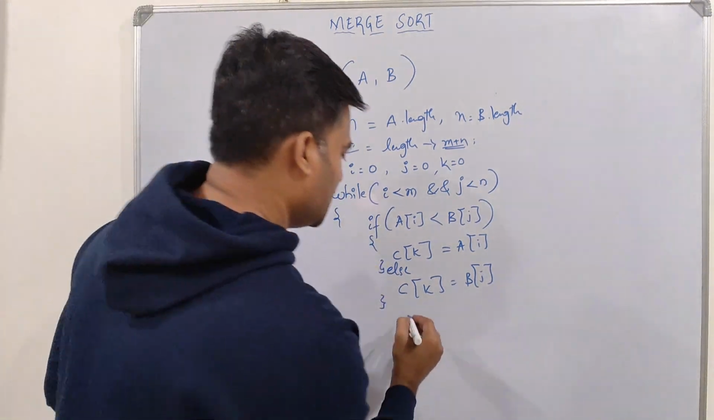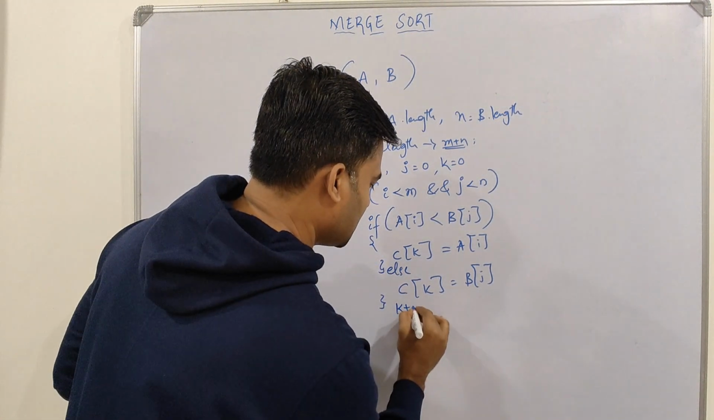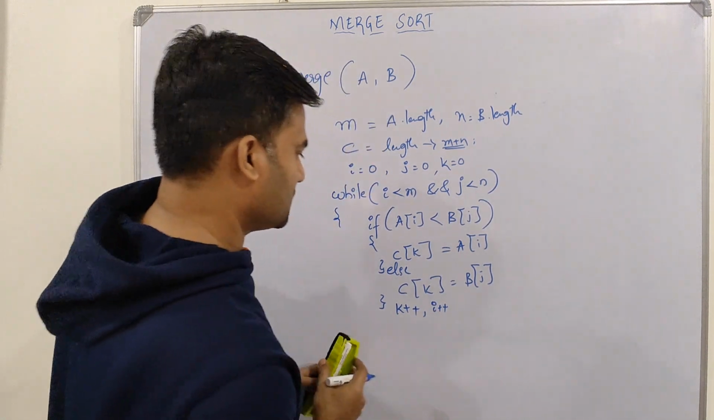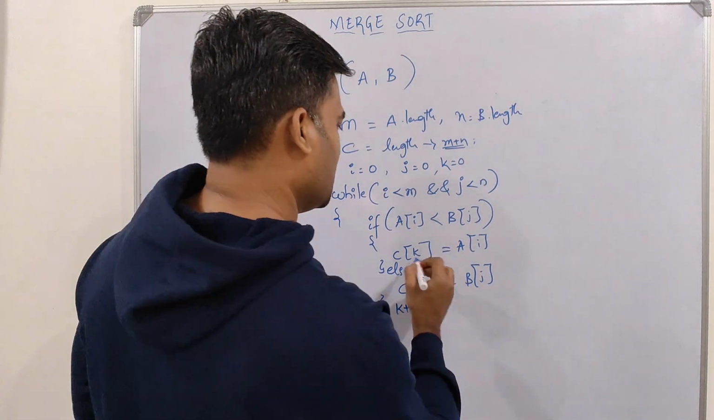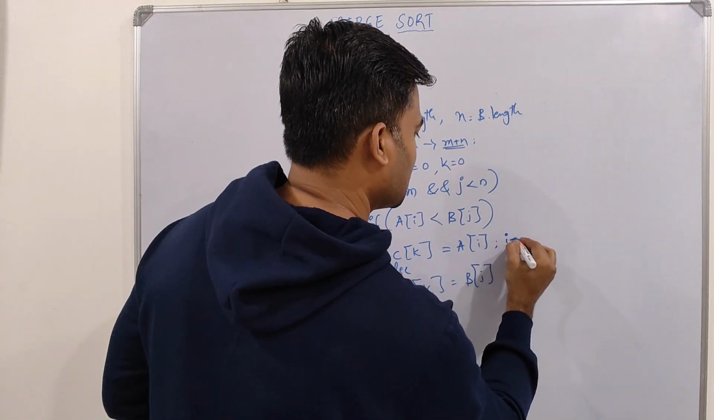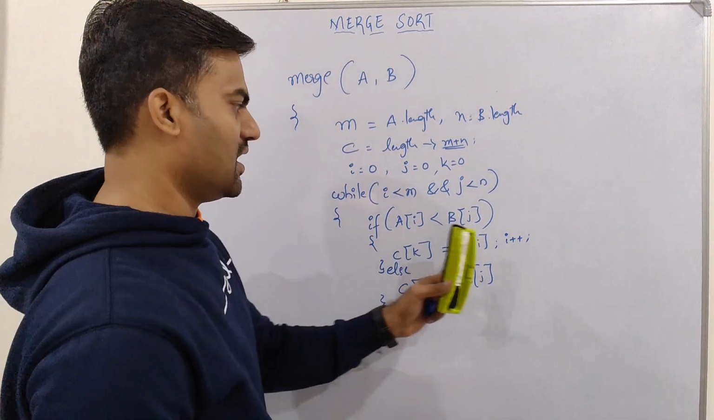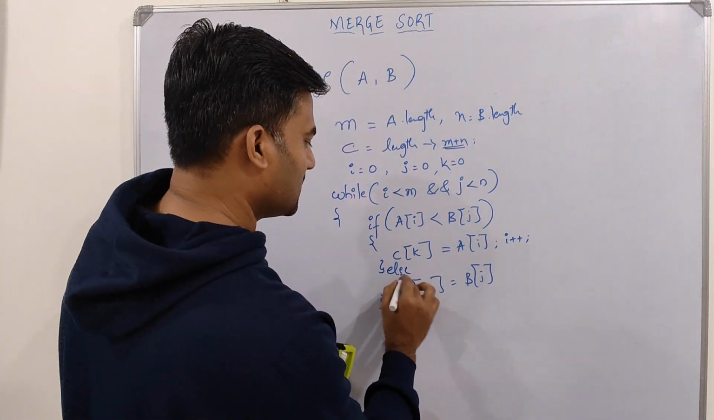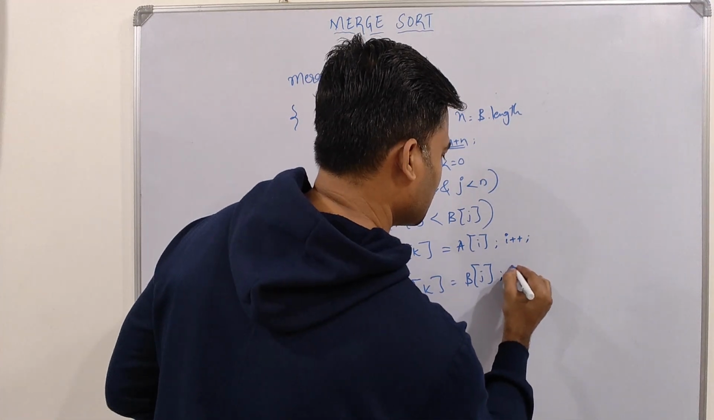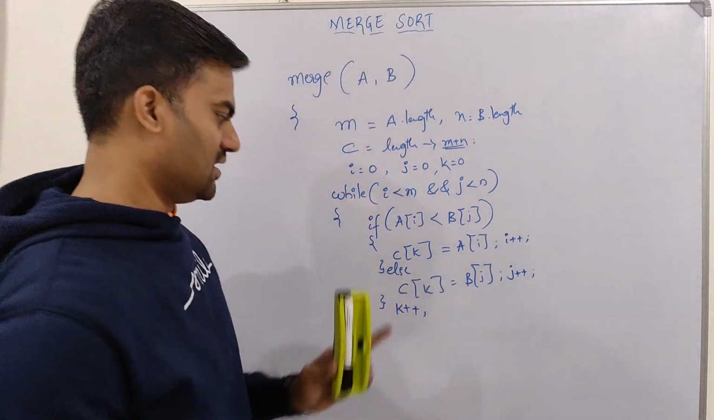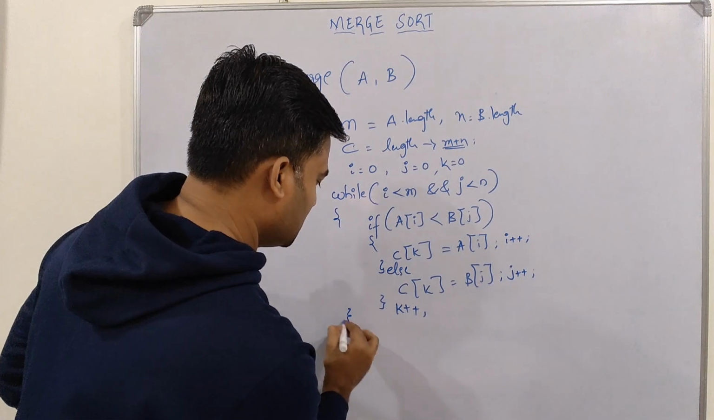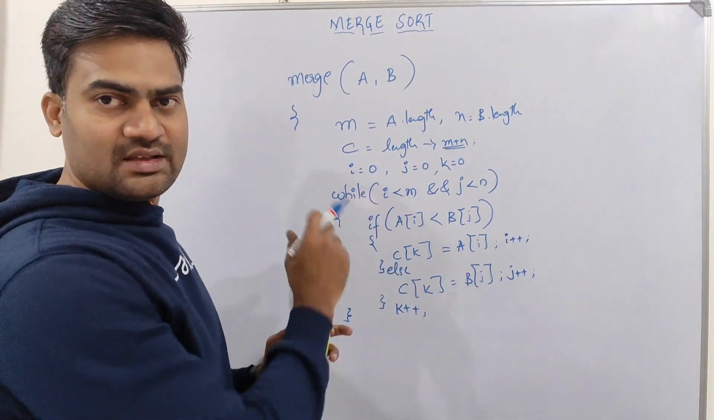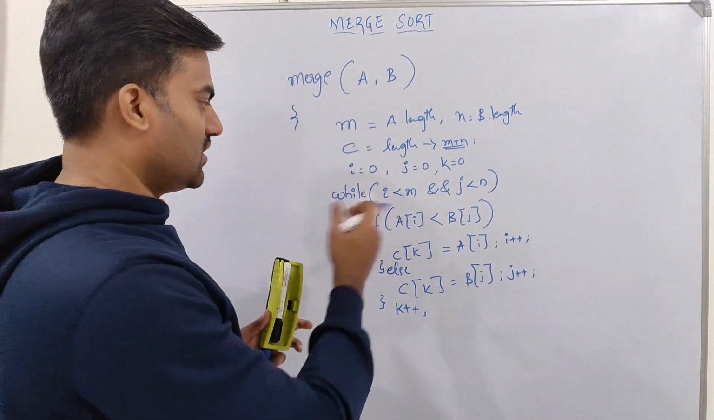So once this is done, I need to increment my k. Once this is done, I need to increment i here, because I am assigning a of i to c of k. Now if that is not the case, in the else part I need to increment my j. So this is the end of comparison and the merging of the elements.